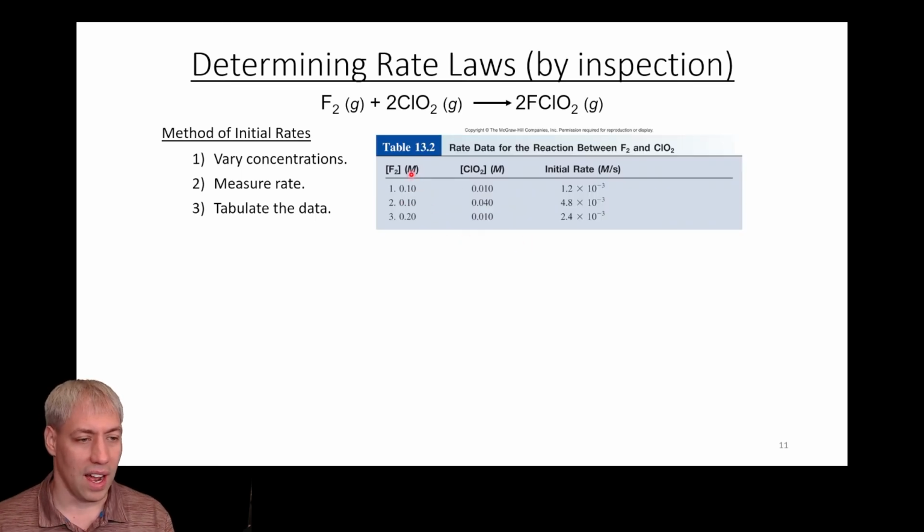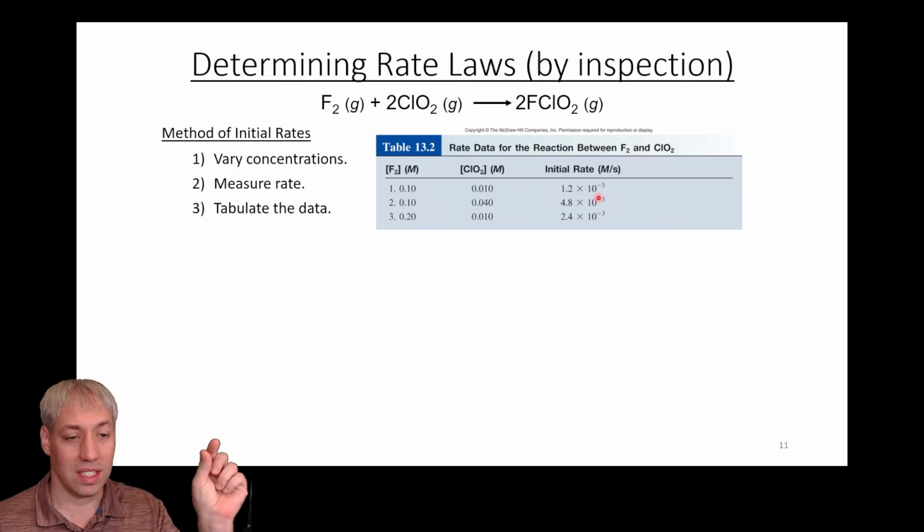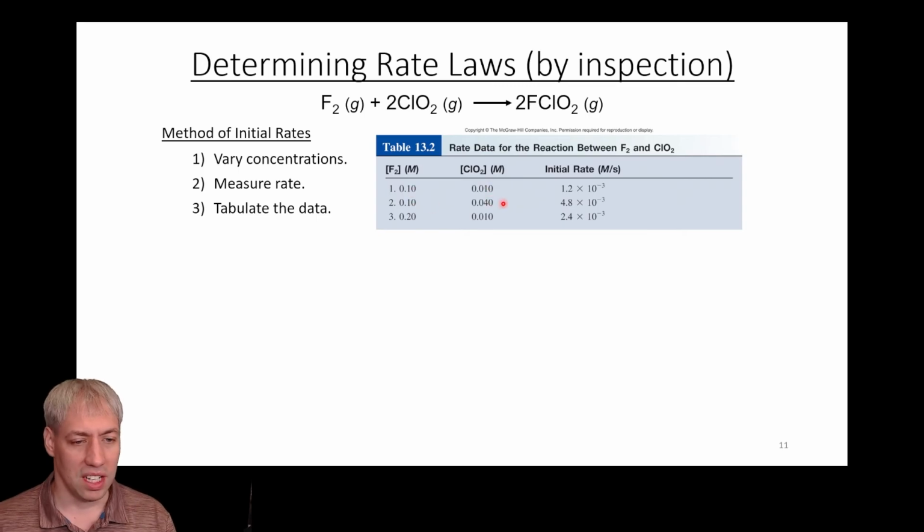So you say, okay, I had a concentration of F2 of 0.1, a concentration of ClO2 of 0.01, and I got an initial rate. That's basically the instantaneous rate at the start of the reaction. I got 1.2 times 10 to the minus 3. I kept F2 the same, I changed ClO2, I got a new rate. I doubled F2, I kept ClO2 the same as the initial reaction, and I got a rate that looks like this. So I varied this concentration and got an initial rate for the reaction.